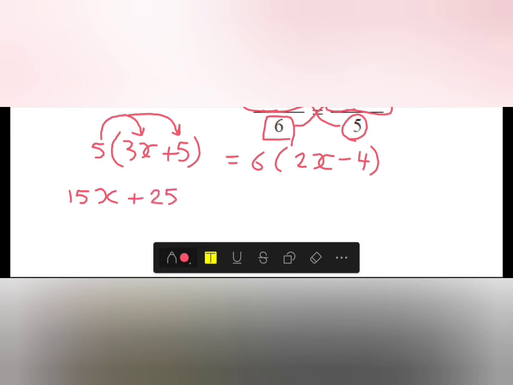Very good. And then I will write the equal sign. Remember that. Always write the equal sign so you don't get confused. And then I'm going to take the 6 and multiply it inside with the 2x. So it's going to be 12x. And then 6 times negative 4. So it's negative 24. Very good. Now, the next step is what?